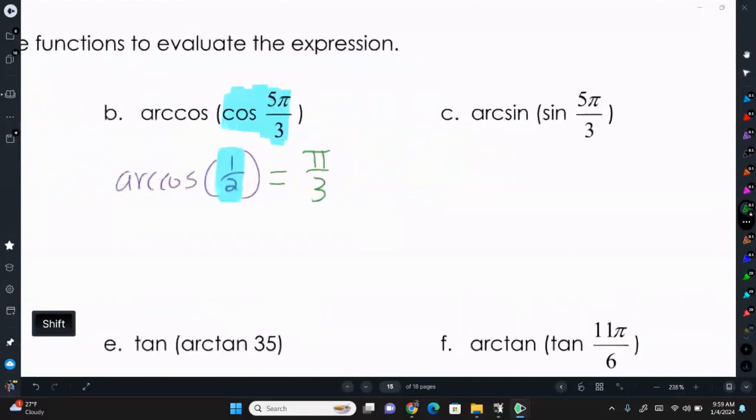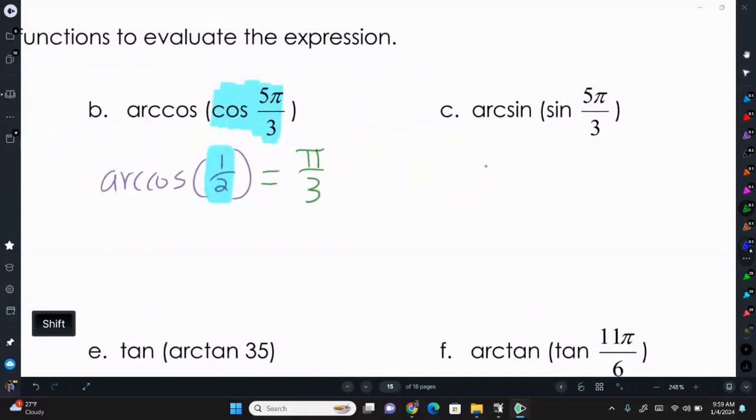So then letter C, the same idea is happening where we have the arc sine or inverse sine of sine of 5 pi over 3. 5 pi over 3 is outside the restrictions for sine. So the sine of 5 pi over 3 is the negative square root of 3 over 2. That came from the unit circle. So when is sine negative square root of 3 over 2? You say, well, 5 pi over 3. But again, that's outside the restrictions.